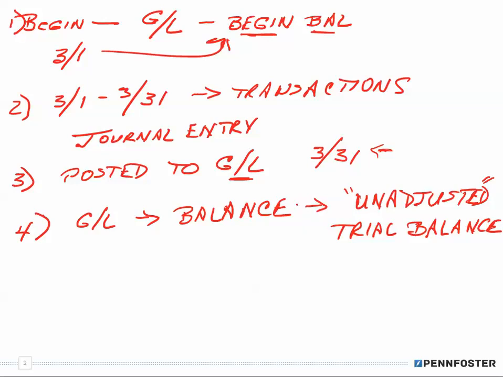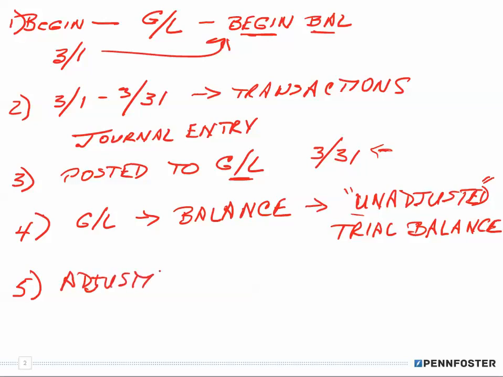And we have adjusting entries and correcting entries that we have to make in order to make sure that the balances in those accounts are correct. So once we have this unadjusted trial balance, we can go through and look at each one of those accounts and make adjusting entries.